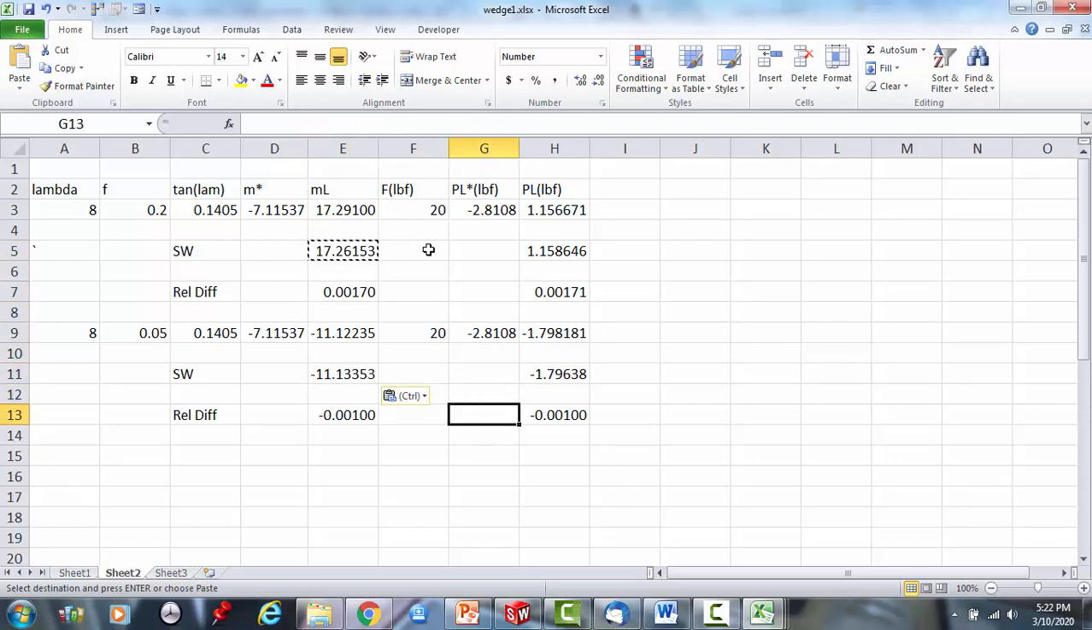Okay, so it looks like 0.1%. I bet if I did a little better job of averaging the SolidWorks values, it would have been closer to what the analytical value showed. But that negative value is because the original assumption of self-locking was backwards, and you see it is backdrivable because the F is lower than the tangent of lambda.